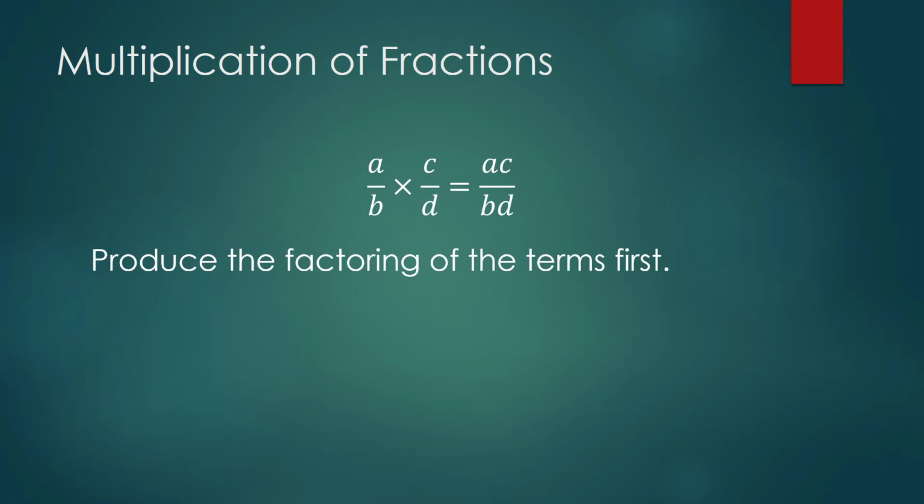But before we go to direct multiplication, it would be better if we can first produce the factoring of your terms, and then we will divide common factors. This is what other teachers call canceling common factors.